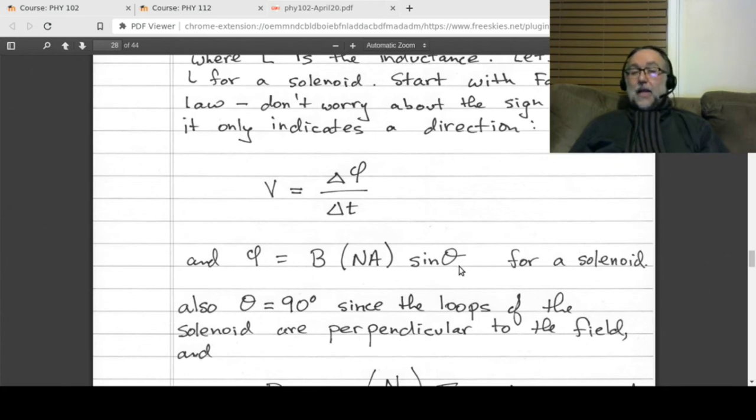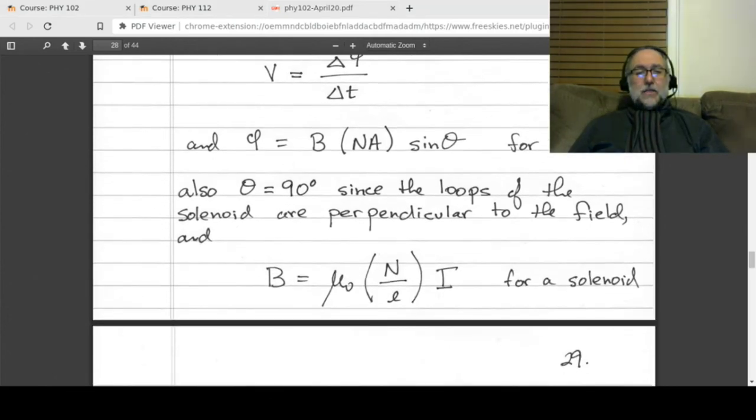Let's assume that the loops are perpendicular to the magnetic field, which is what you get in a solenoid anyhow. I mean, you can make the solenoid kind of a weird shape, but in a proper solenoid where the loops are coiled like that, like I drew above, the magnetic field is perpendicular to the area that each loop creates, so theta here is 90 degrees and sine of theta is 1, and so you can write that as just B times NA.